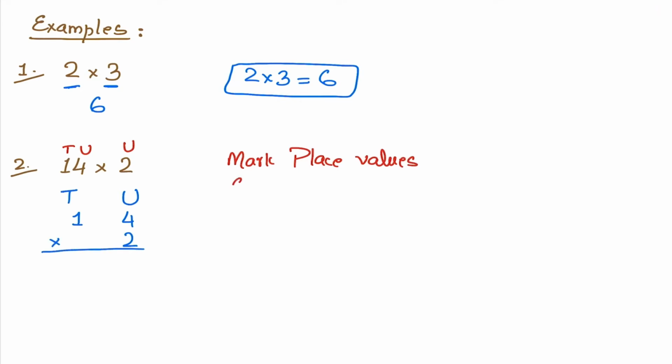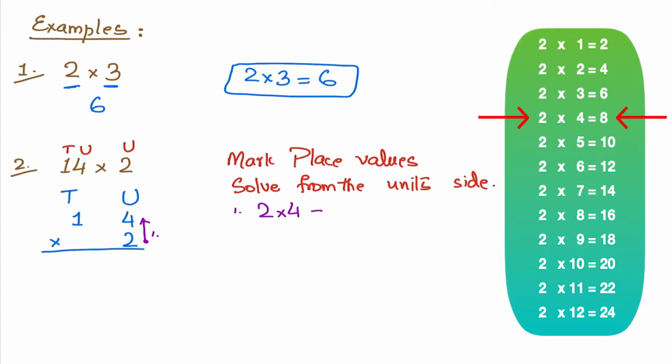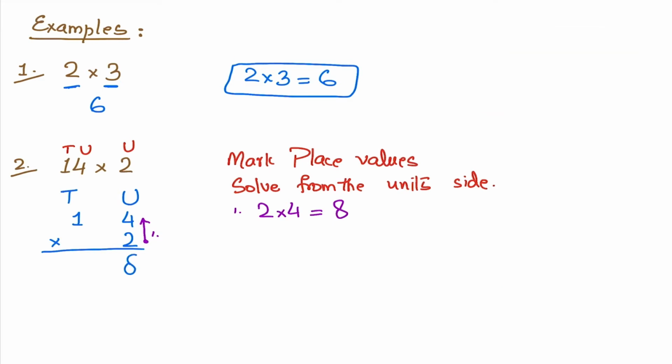You will start to solve from the unit side. The first thing that you will do is multiply the number 2 with 4. This is the first step that you need to do. From the table you can see that 2 times 4 is 8. So you will write 8 here.